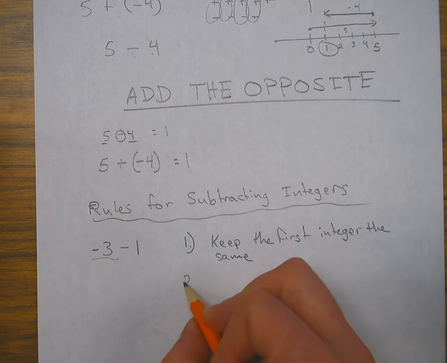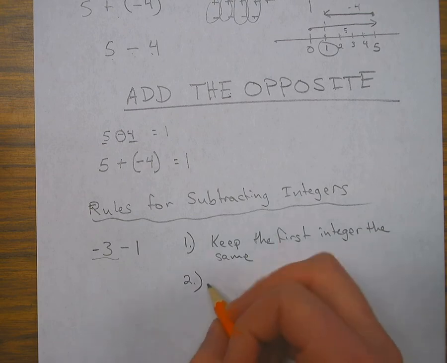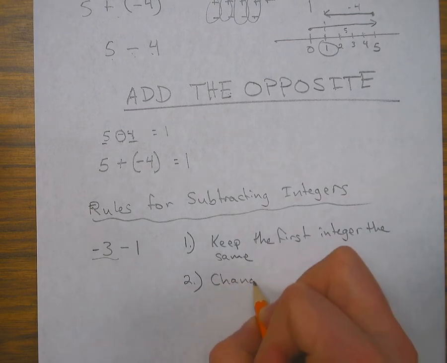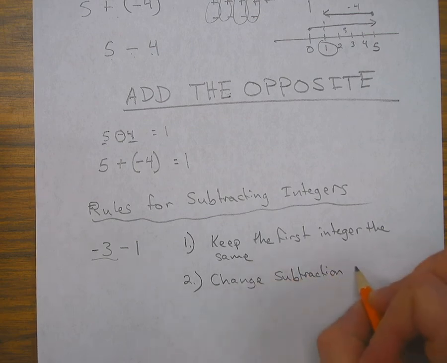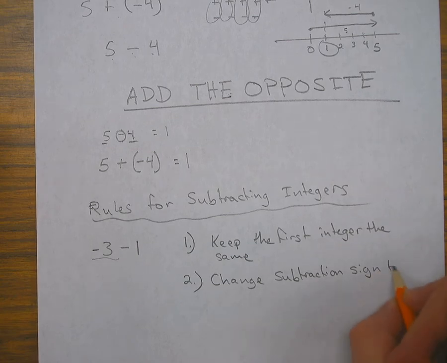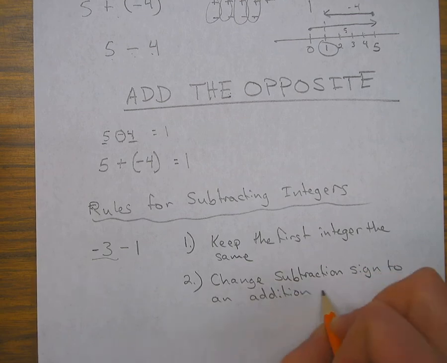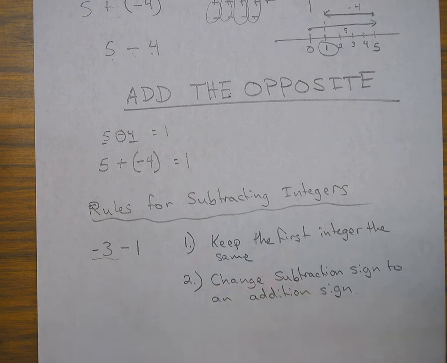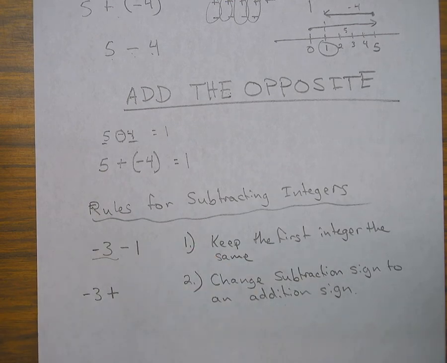The second thing that we need to do is we're going to change the subtraction sign to an addition sign. Okay, so that's what we're going to do. So now I'm going to rewrite it just with what I have so far. So I have -3 plus. Okay, that's steps 1 and 2. I keep the first one the same, then I do that.